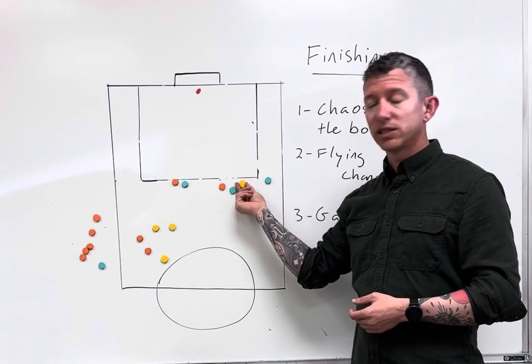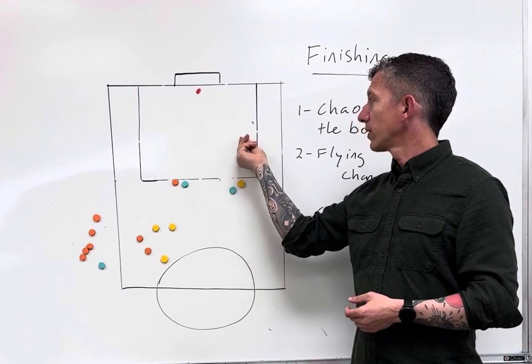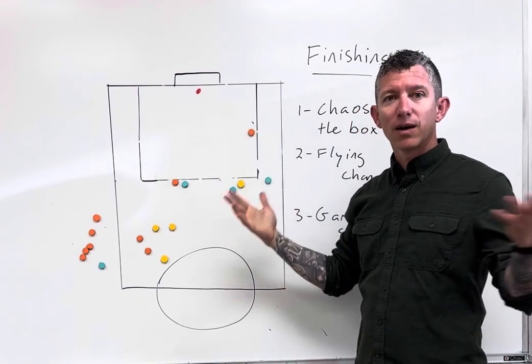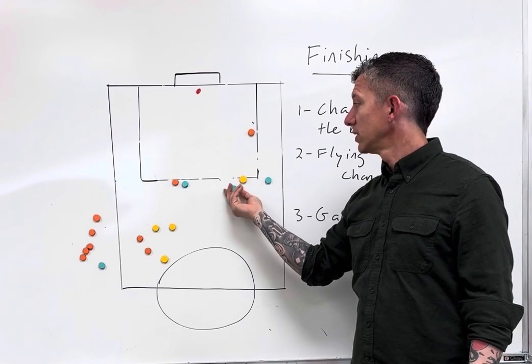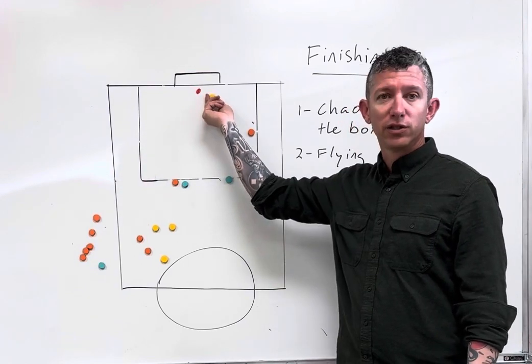Maybe this player plays the ball, and as soon as they do, this player thinks the give and go is coming, completely leaves their mark. Well, now the best decision is not to play it back. The best decision is to turn, drive in, and shoot.